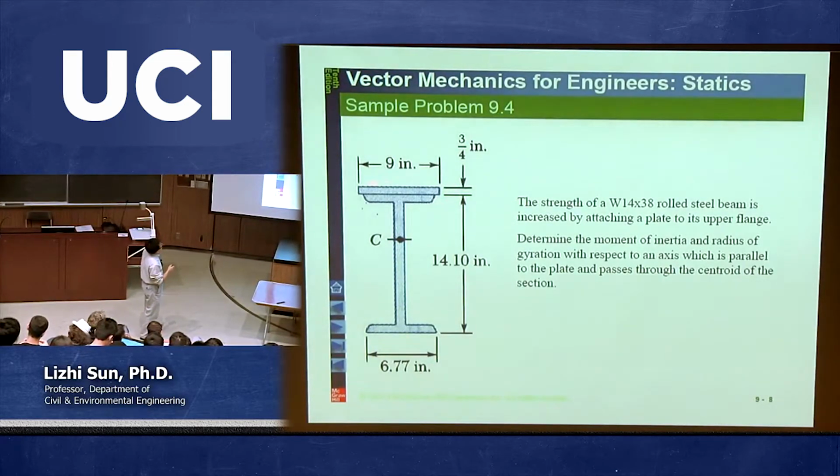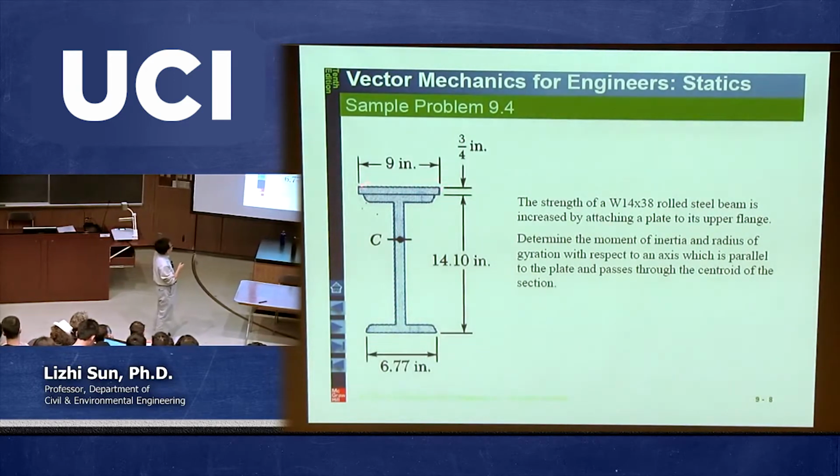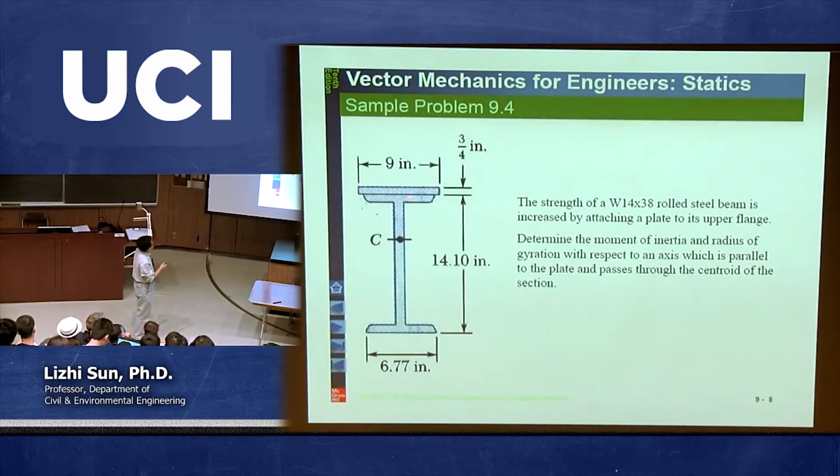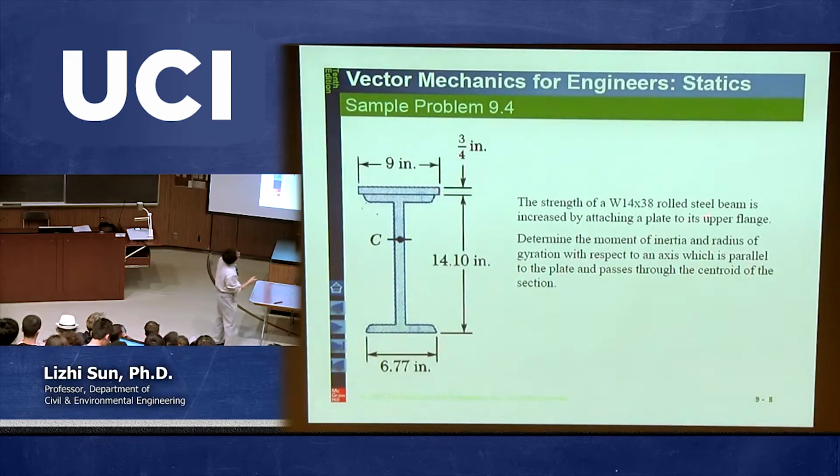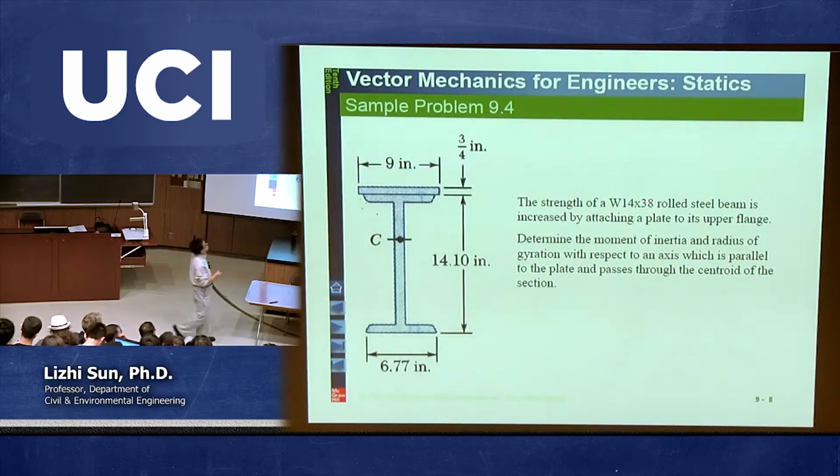Okay, so we see this cross-section area something like this, which is a combination of two small geometries. One is a rectangle on top, glued with another. It's not wide flange, it's called standard, I believe. It's called what, they should tell you somewhere. Okay, this W14 by 38.